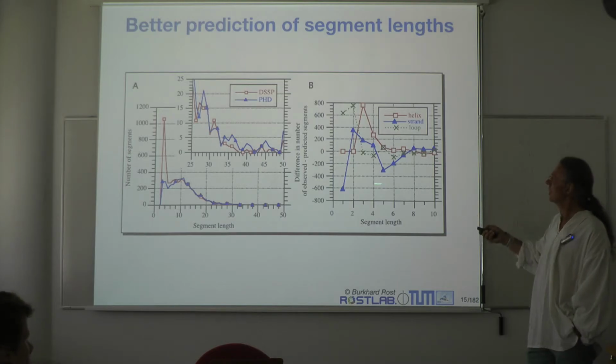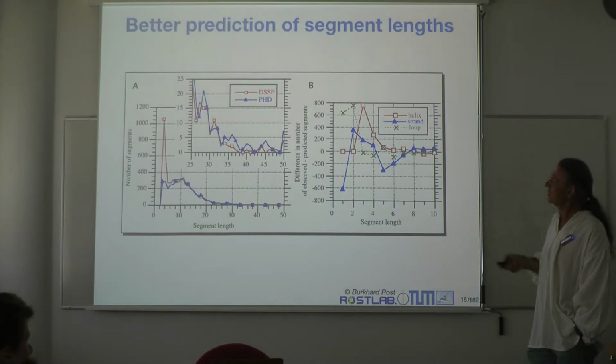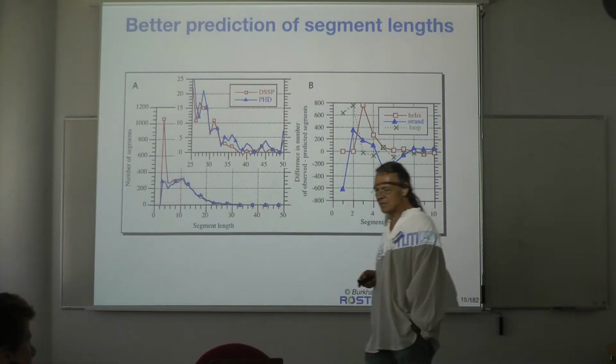This is the same drawing, but in this particular case here for helix, strand and loop, and there's a differential. It's observed minus predicted, where again, you see some differences, but they are remarkably similar.